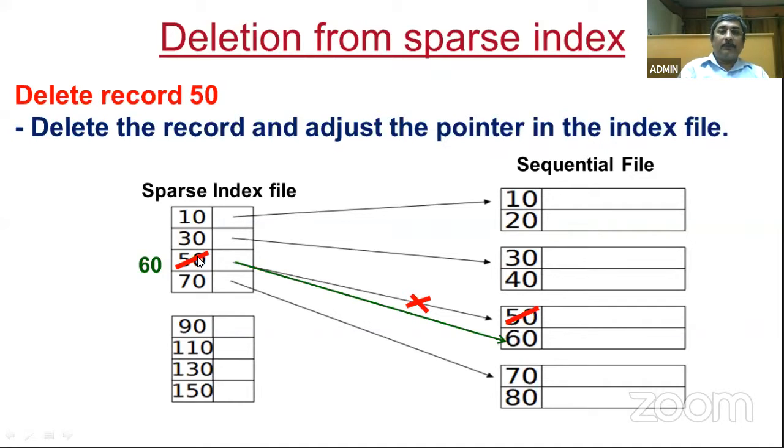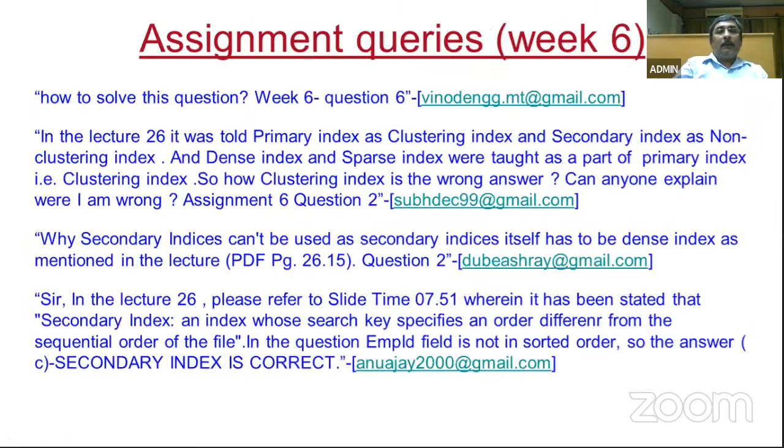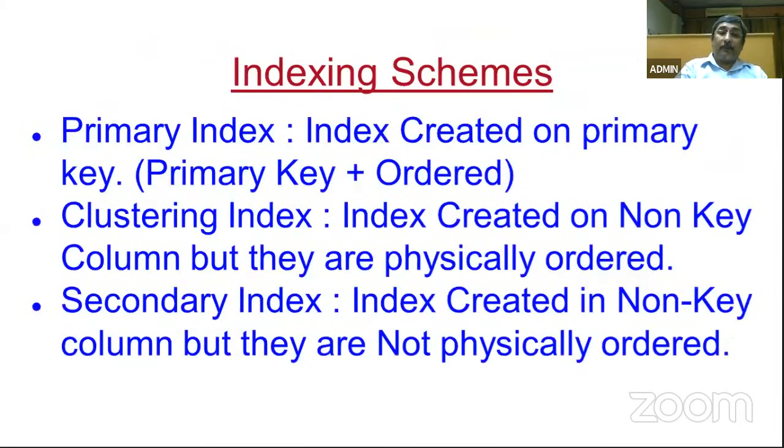So this is how we insert and delete, and each one has its cost. We do not need to calculate the cost, but each one needs a huge cost in terms of block transfer, block replacement, things like that. Now many questions have actually come because of the definitions of primary indexing, clustering indexing, and secondary indexing.